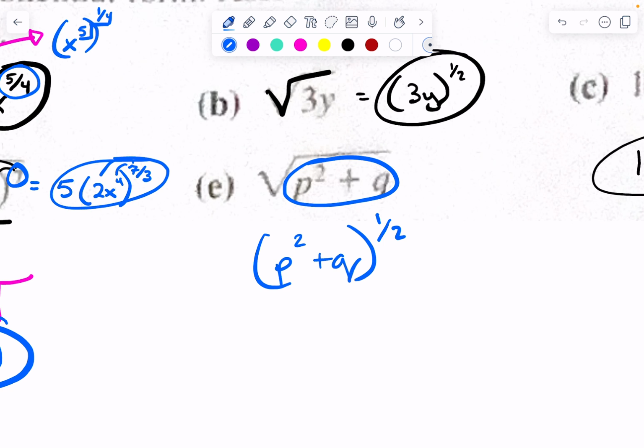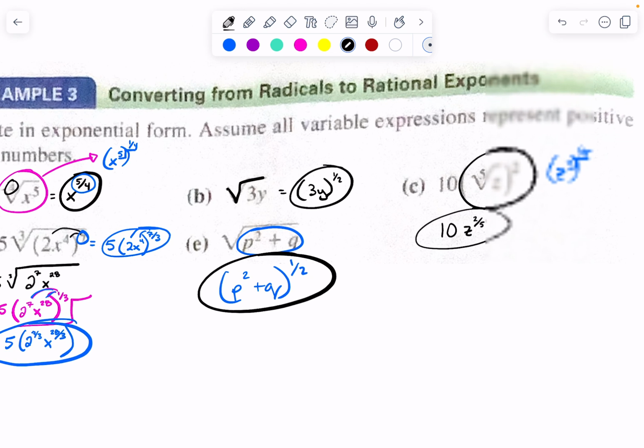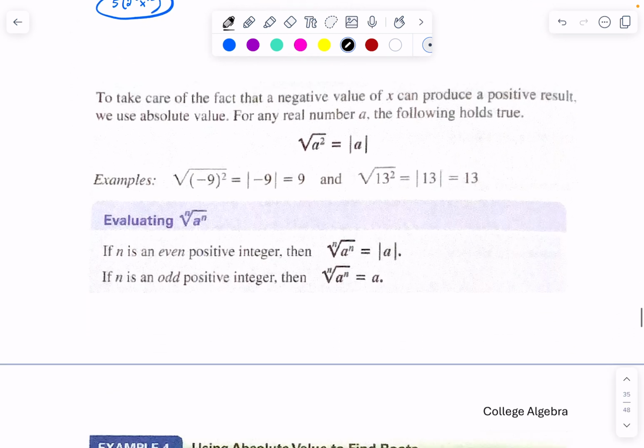Now, here I can't actually distribute this 1/2 through, because the plus sign makes them trapped, okay? I am allowed to do that here with the 7/3. I can distribute it through because this is 2 times x. So there's a difference between multiply and add. If you have an addition, then those things are trapped together, and I cannot distribute that 1/2 through. So I have to just leave it as this right here, okay? And that is all for that example.